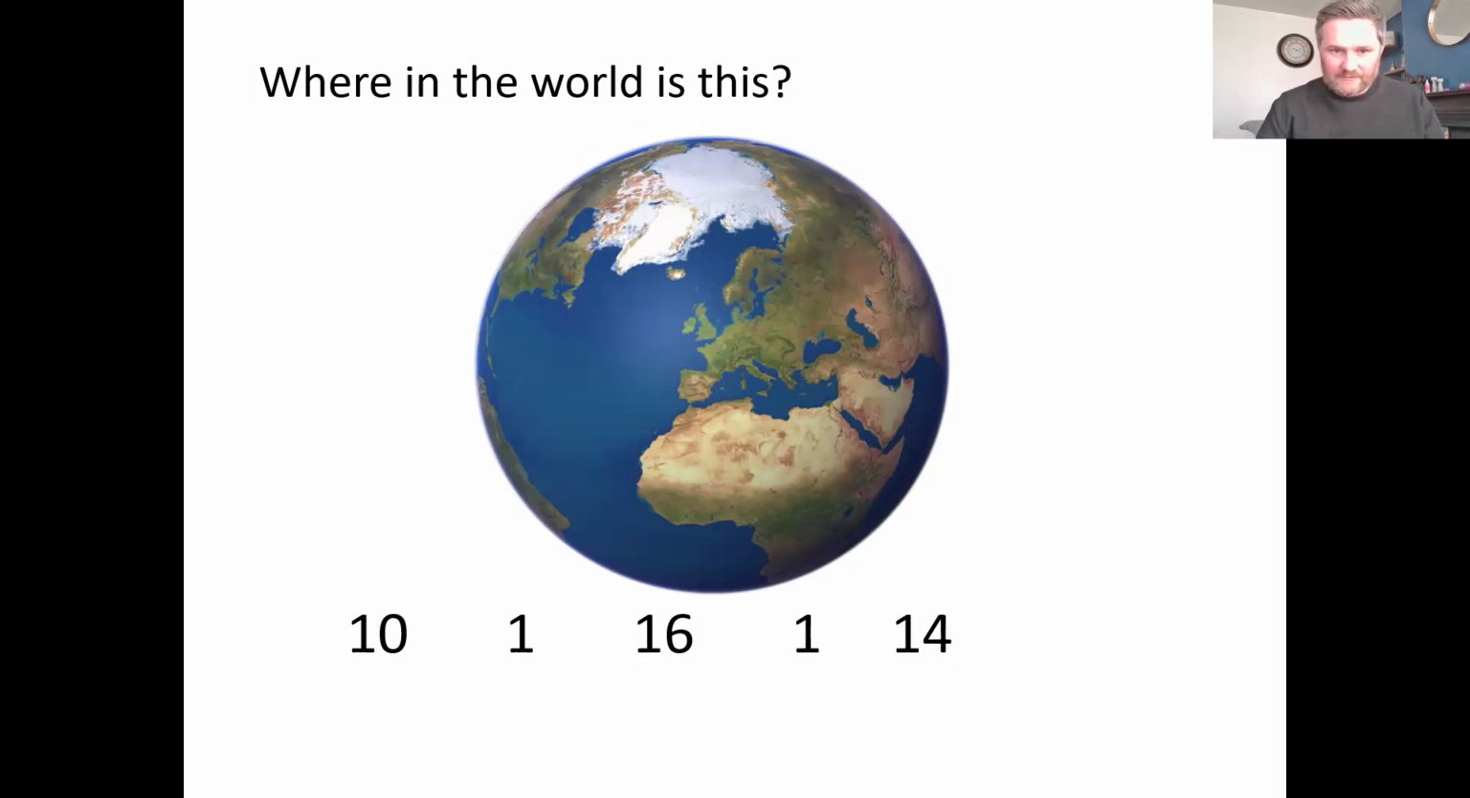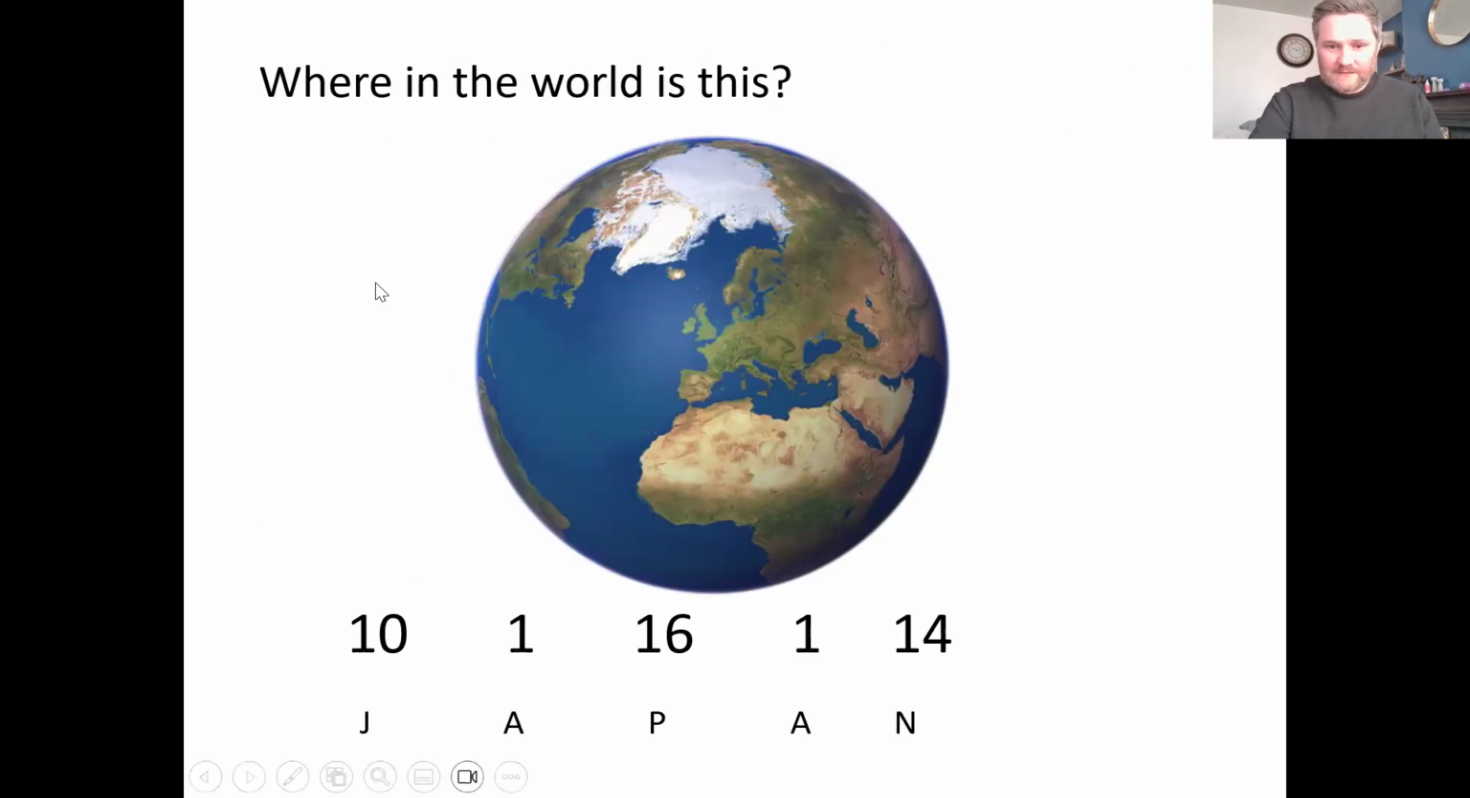So my code name, looking at my code, would be 10 equals J, A is 1, P is 16, A is 1 again, and N is 14. So my country would be Japan.